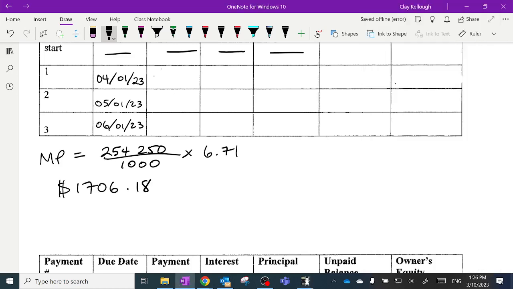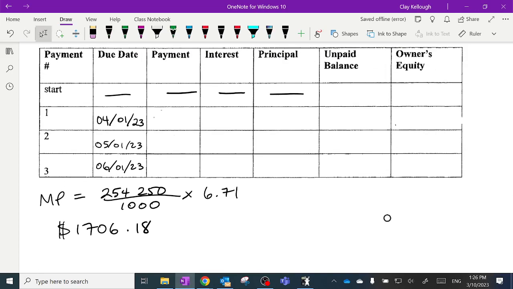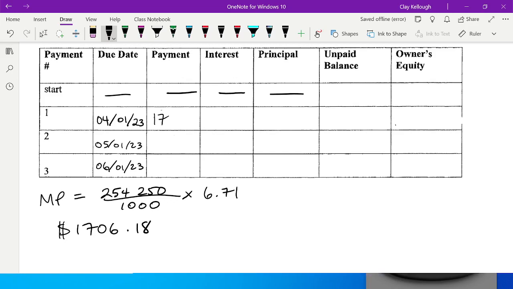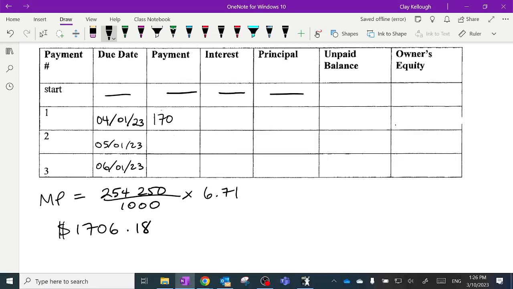1706.18. Sweet. So that's going to go up here. And remember, that's the one thing that doesn't change. Well, I shouldn't say it's never going to change. When might it change? At the end of the blank term. I was waiting for somebody to say mortgage. Nope, the mortgage is 20 years, but the term is usually 5.